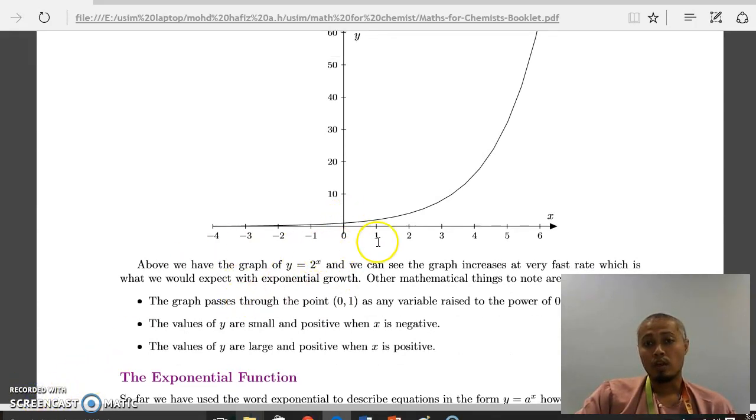Another tip that you need to know is the value of y is small and positive when x is negative, and y is large and positive when x is positive. You can try putting in any value. For example, you put y equals 2 to the power of negative x, and then make a table and put in any values. For example, x equals 0, 1, 2, 3, 4, 5, 6, 7, 8, 9, 10, and then you find the value of y. You will see you will get a different graph as compared to the graph that we have discussed here.